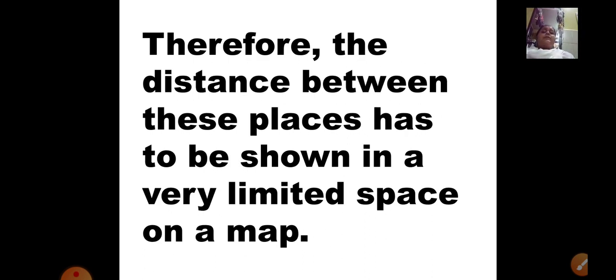Therefore, the distance between these places has to be shown in a very limited space on a map. Suppose you are watching me on the mobile, and you measure the distance between your place and my place. There is so much distance, yes or no? We are not near each other, we are very far from each other, but that distance is being limited, made smaller and drawn on a map, but with the exact measurement. And the map will never show you wrong information about a particular place.